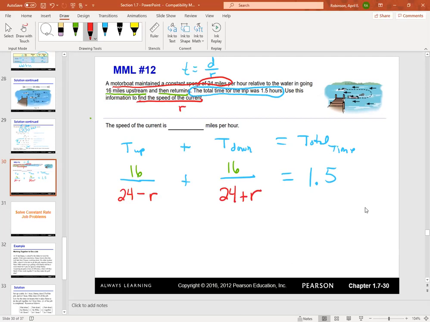Now I'm going to work mine just a little bit differently from theirs. I like to clear out my fractions. So I would multiply all three of the sections of my equation by the common denominator, which would be a 24 minus r times a 24 plus r.